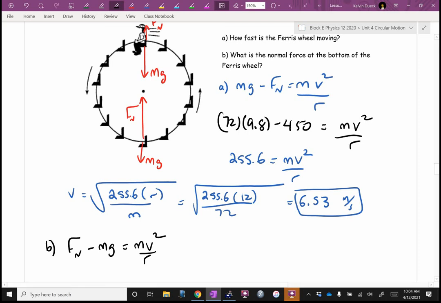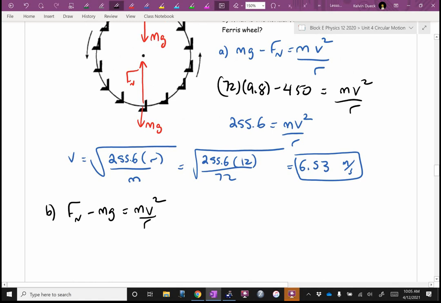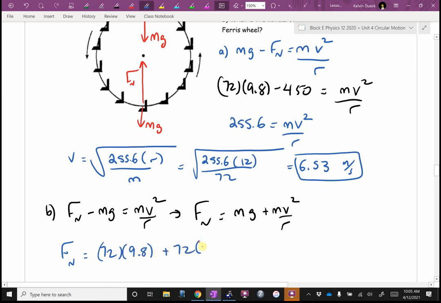In fact, this would be a good test question, but I wouldn't ask you part A. I would go straight to part B, and I would expect you to clue in. I gave you enough information that with the normal force at the top you can figure out the speed and drop it down to the bottom as well. Now, how would I get the FN by itself? So it's going to be mg plus mv squared over r. So the normal force is going to be 72 times 9.8 plus 72 times 6.53 squared, over 12.